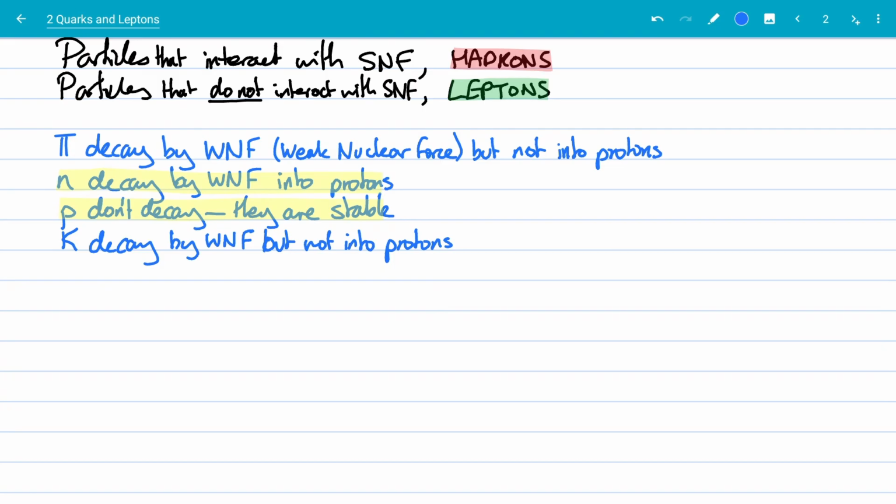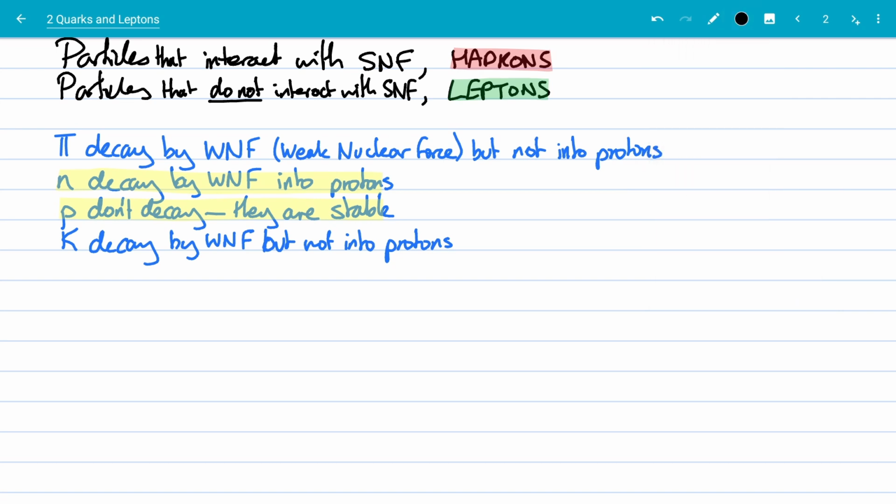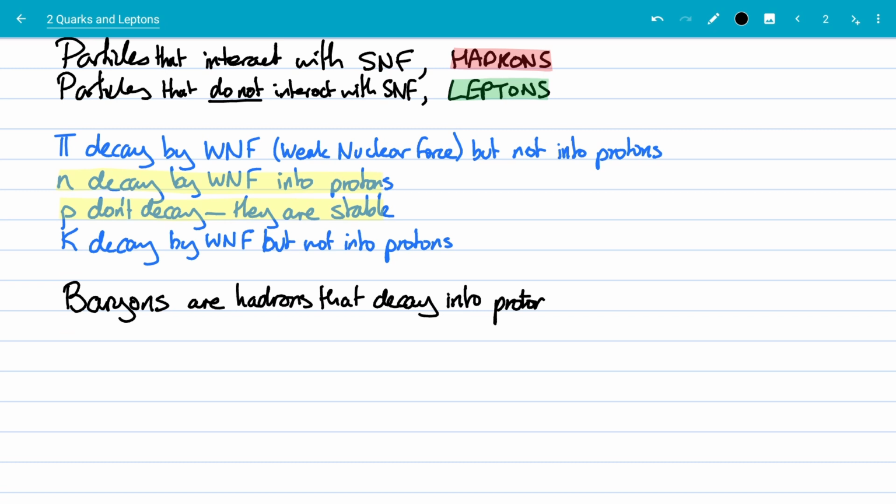And we have names for these things. Of course we have names for these things. So we call them baryons. Bary means big. Baryons are hadrons that decay into protons, or already are protons. They're part of the proton decay chain.